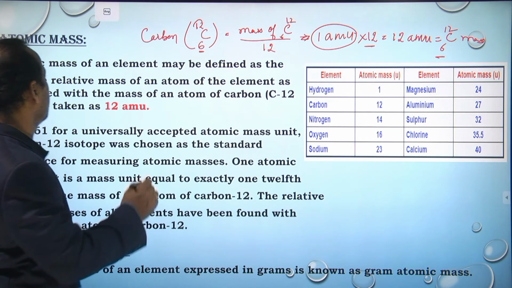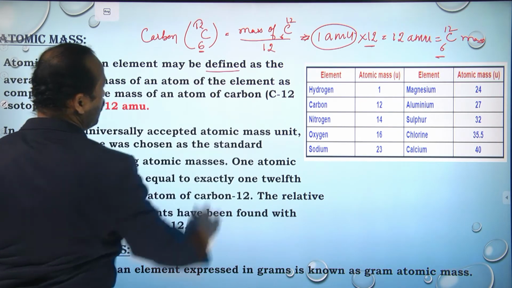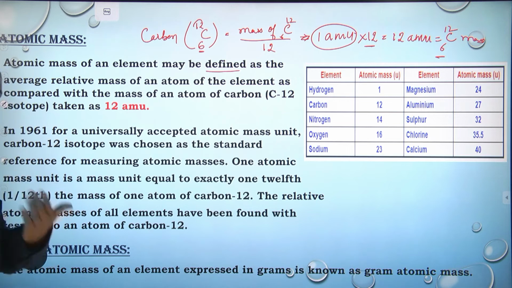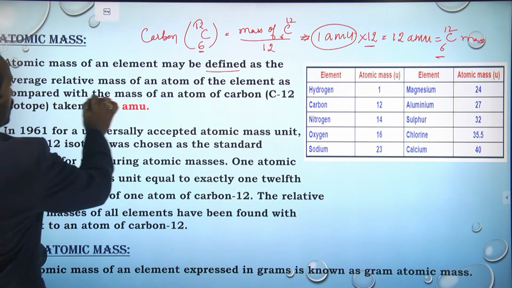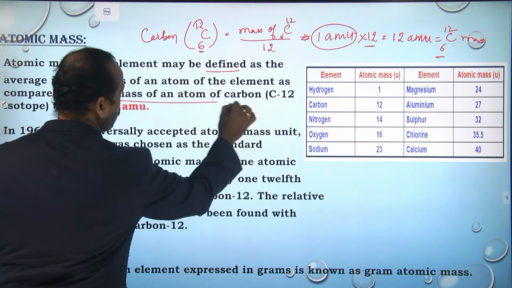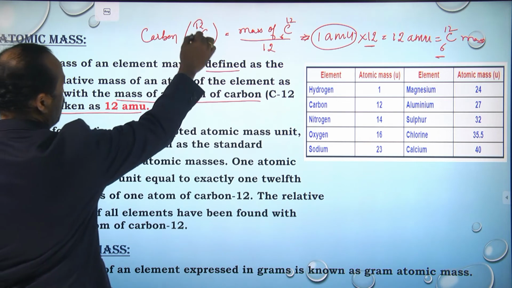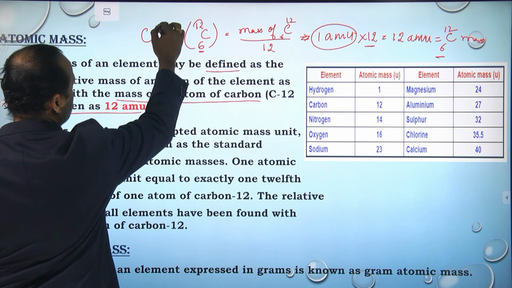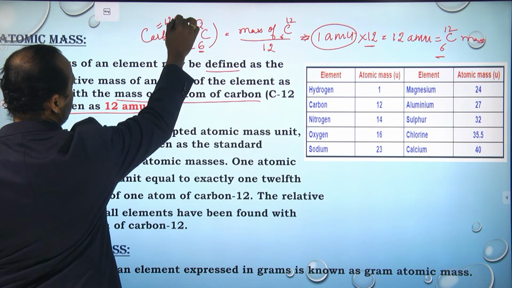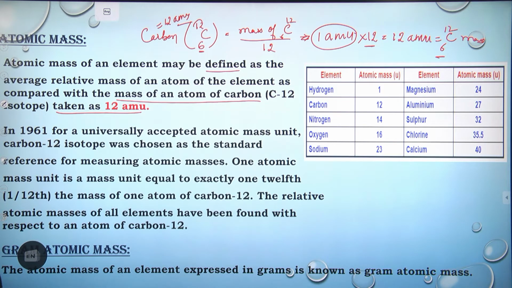Now the definition of atomic mass of an element. See, if they ask how you can define atomic mass, meaning how you can define AMU? The average relative mass of an atom of an element as compared with the mass of an atom of C-12, taken as 12 AMU, meaning one carbon mass is taken as 12 AMU. This is the most important thing you have to remember.